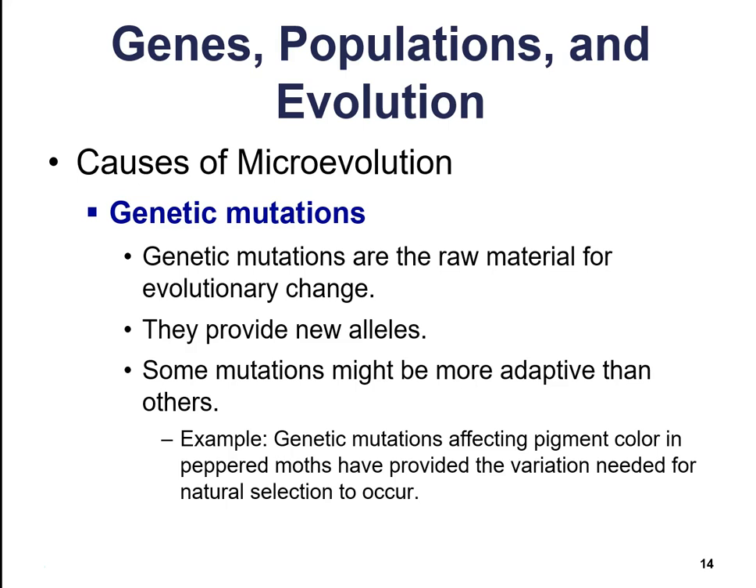So genetic mutations: you have to have mutations or variation in the population in order for natural selection to occur. Some mutations might be more adaptive than others. Some are good, some are bad. It says here, genetic mutations affecting pigment color in those peppered moths have provided the variation needed for natural selection to occur. If that genetic mutation that caused the change in color never happened, you never would have had natural selection selecting for those different colors. The genetic mutation causes the variation.